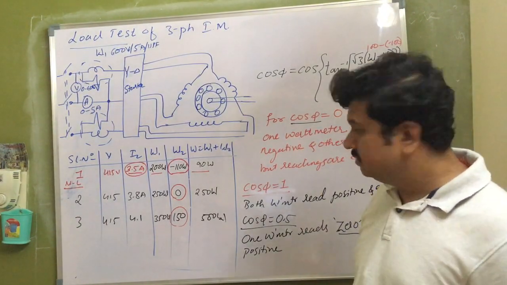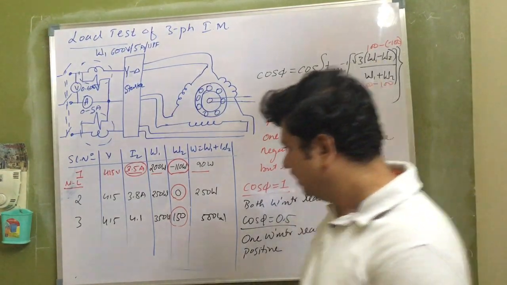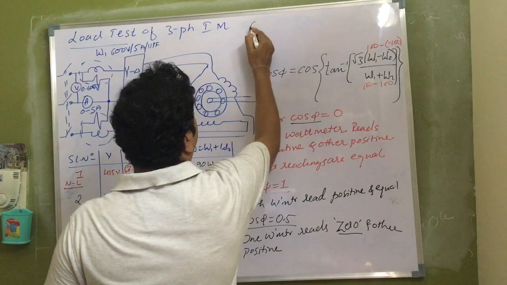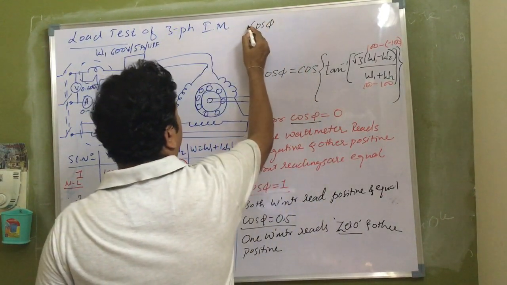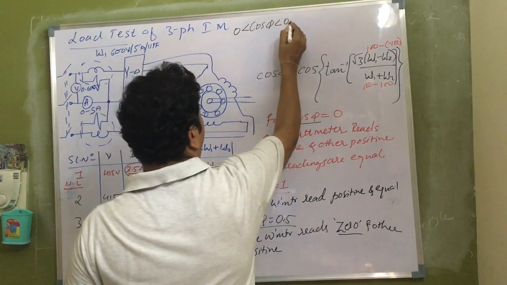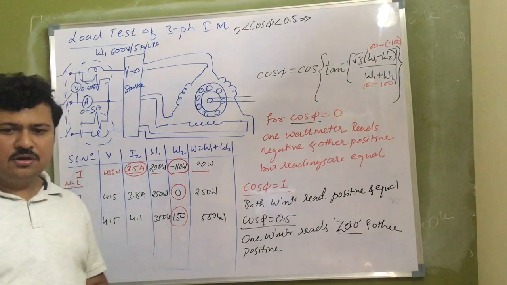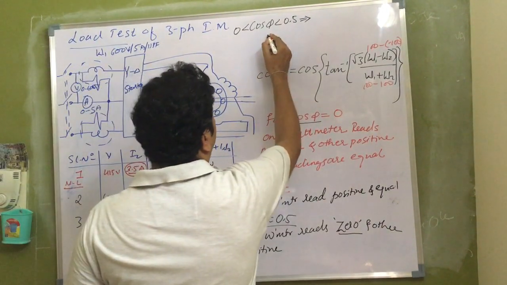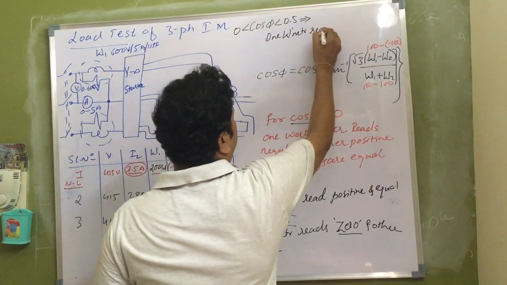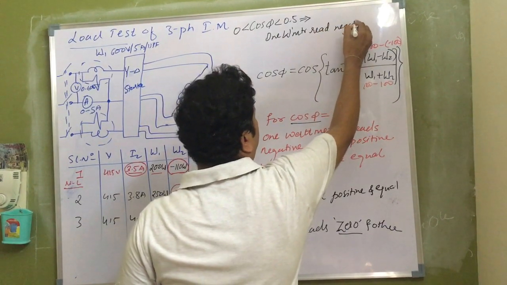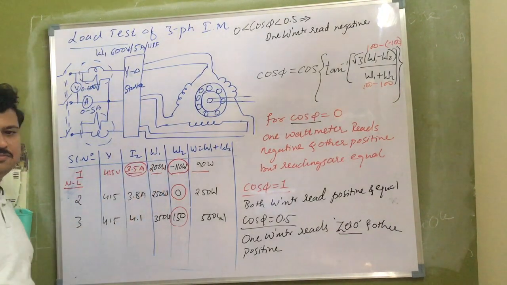Now what happens between 0 and 0.5, and between 0.5 and 1? If cos phi is greater than 0 and less than 0.5, one wattmeter reads negative. Obviously the other reads positive. So that is what is happening here.